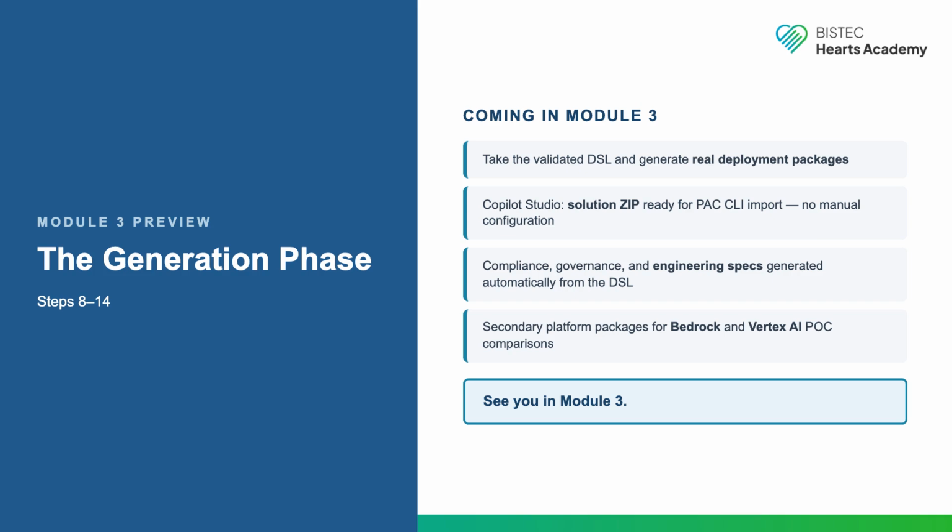Exercise 1 asks you to run steps 1 through 3 for a leave request assistant: init, identity, and capabilities. Exercise 2 is a classification exercise. For capabilities, you decide platform native or engineering dependency. Both exercises take under 20 minutes and will solidify the most important concepts from this session. See you in Module 3.